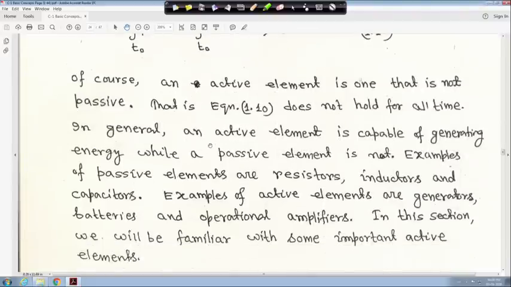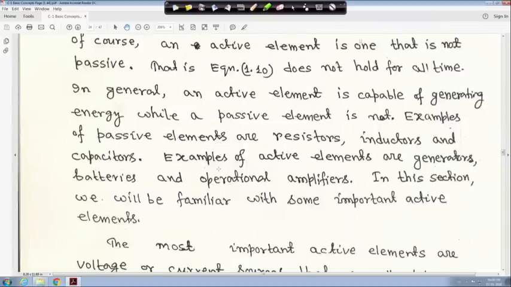For example, passive elements are resistors, inductors and capacitors. These are passive elements. Examples of active elements are generators, batteries and operational amplifiers. These are certain things you should keep in your mind. So, passive elements are resistors, inductors or capacitors, and active element examples are generators, batteries and operational amplifiers.